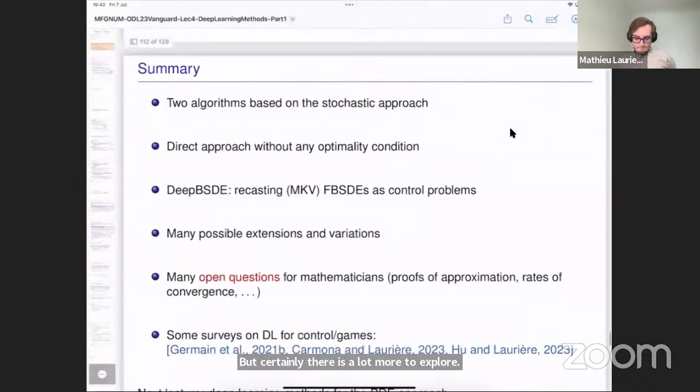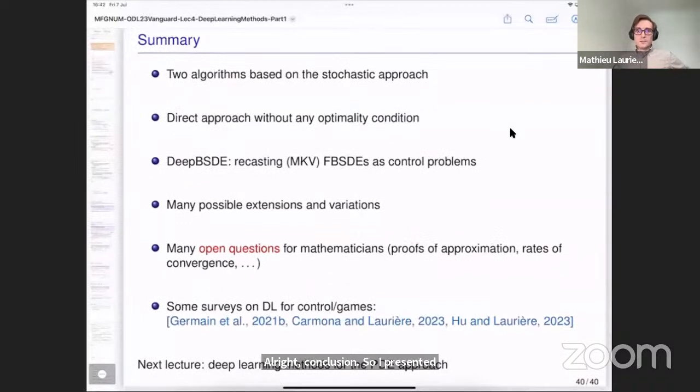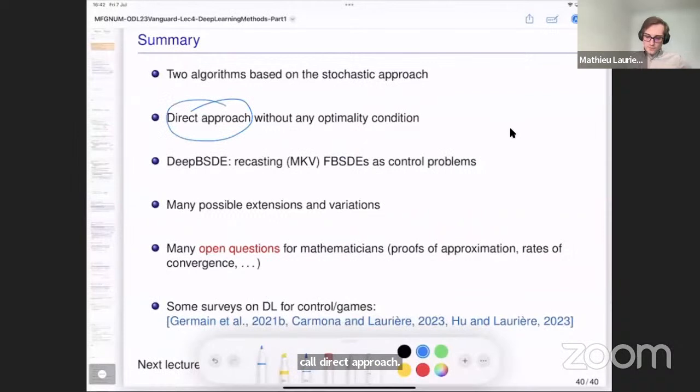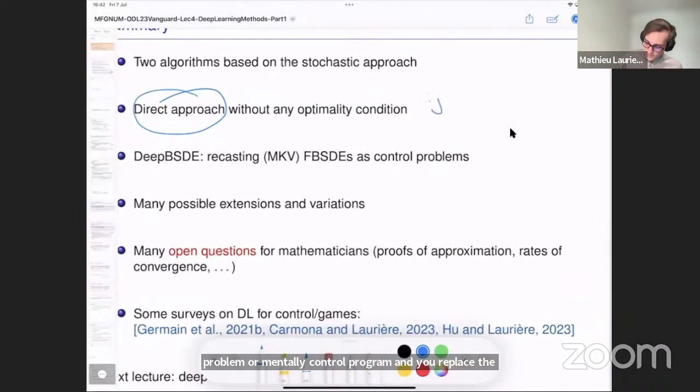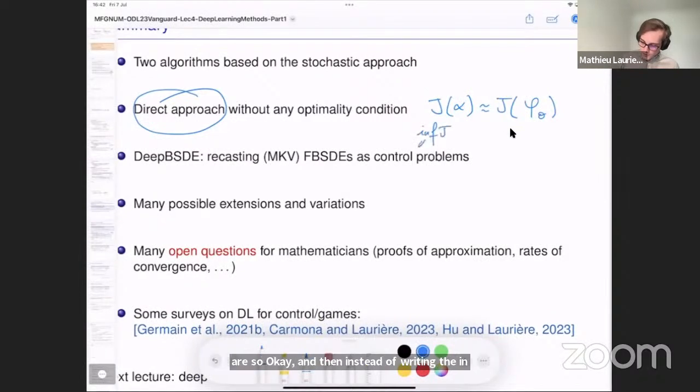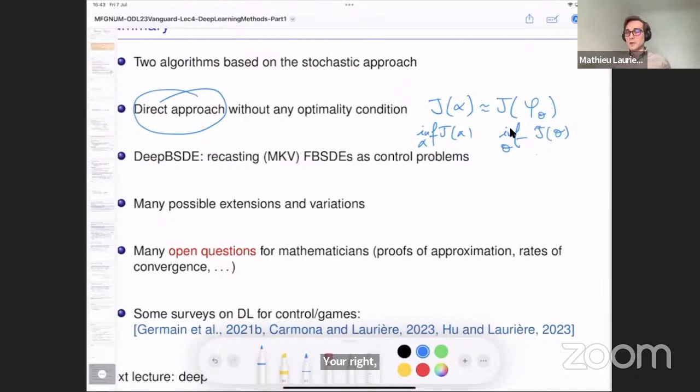All right, conclusion. I presented two algorithms based on the stochastic approach, what I call the direct approach, and I will refer to it in this way in the following, without any optimality condition. So you just take your control problem or mean field control problem, and you replace the control by a neural network. Let me rewrite this. You have J of alpha, and you approximate it by J of phi theta, where phi theta is a neural network. Then instead of writing the inf over alpha of J alpha, you write the inf over theta of J tilde of theta, not the same function, but a function of the parameters. So this is finite dimensional, and now you have a finite dimensional optimization problem to solve.